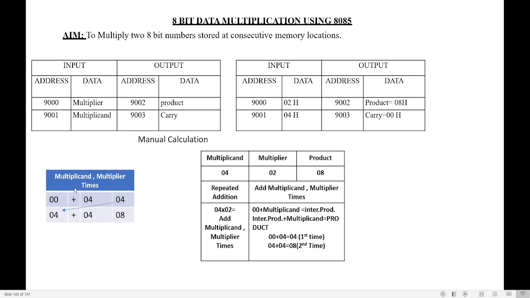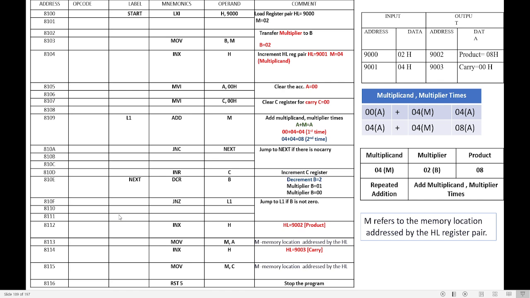So this is what we say: add the multiplicand, multiplier times. How many times am I adding? 2 times. First 0 plus 4, 4. 4 plus 4, 8. Let us see the program for how to do this.